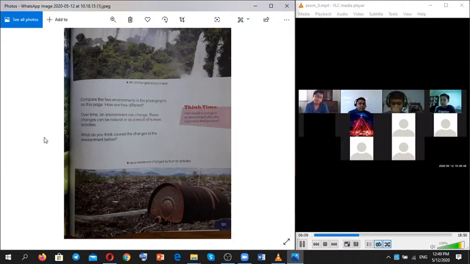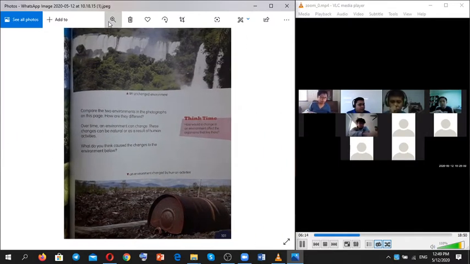Okay, let's move on to the next page. I want Afik to read the next page, 102. Natural changes.